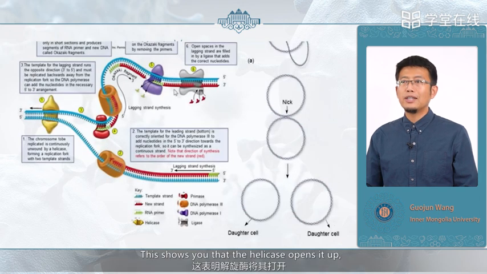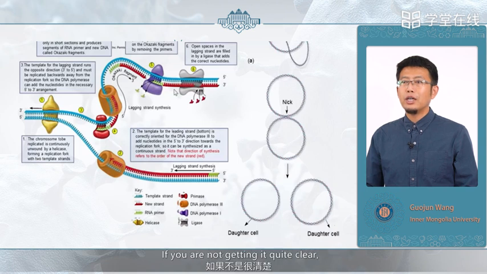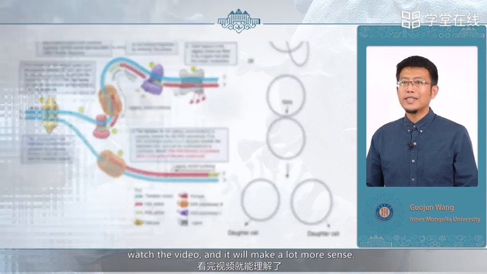This shows you that the helicase opens it up, then the lagging strand makes smaller little pieces, and the leading strand gets built in the correct orientation. I have a video to show this here. If you are not getting it quite clear, watch the video and it will make a lot more sense.